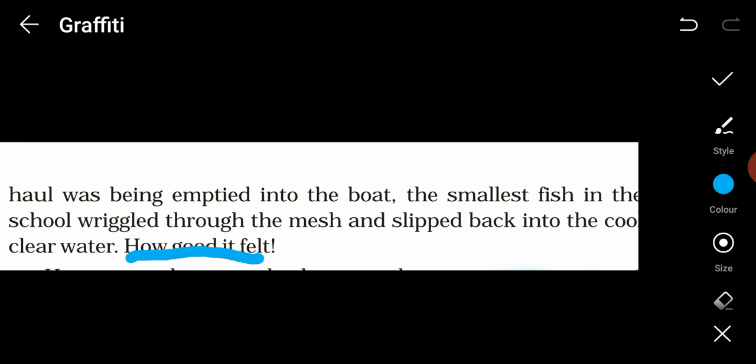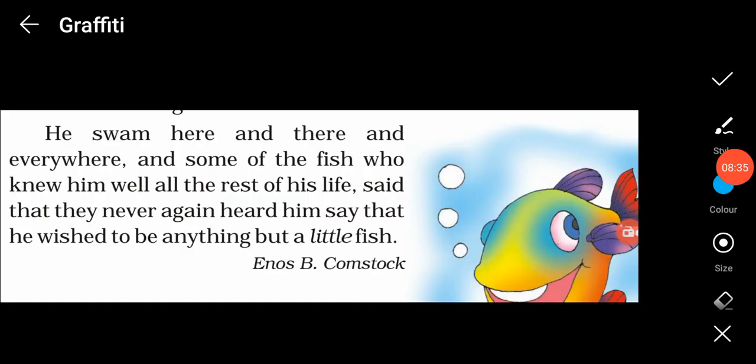How good it felt! Obviously, it would feel good. All the rest of the fish have been caught, and this one is saved. Why was it saved? If its size had been larger, would it have been saved? Not at all. He swam here and there and everywhere. So now he is swimming around because he had not got caught in the mesh.